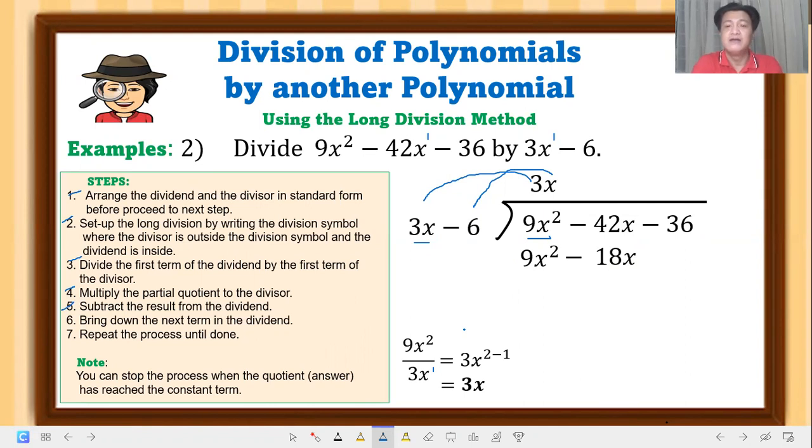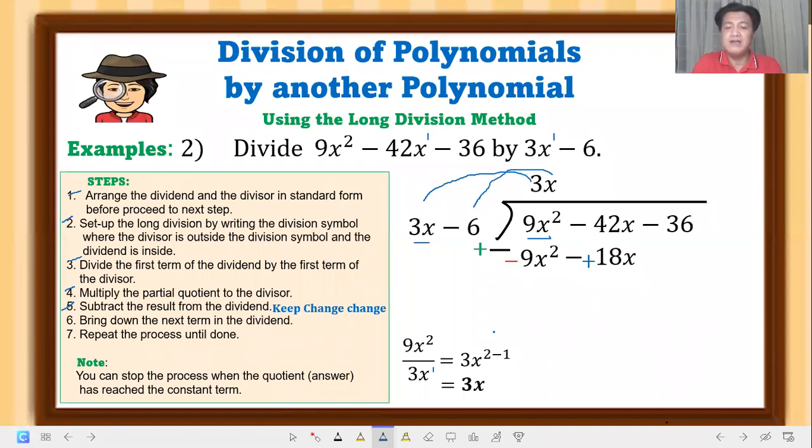Subtract na natin. Okay, di ba? Remember, yung keep, change, change. From subtraction ito, magre-reverse siya ng sign. Tapos lahat ng sign ng subtraction nito, positive 9x squared o negative 18x, mag-change sila ng sign. Kaya we have this, keep, change, change, plus na yan, tapos magiging negative na to, magiging positive.